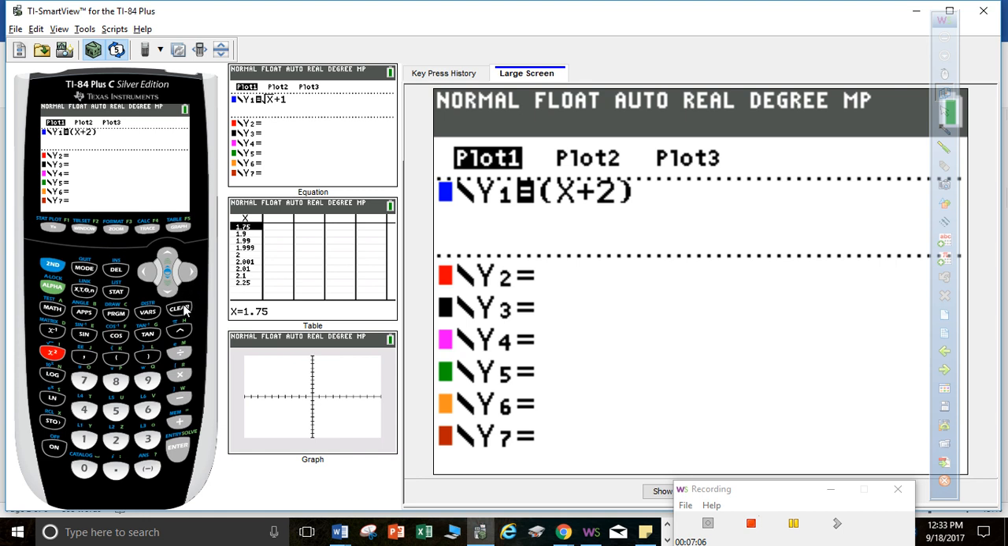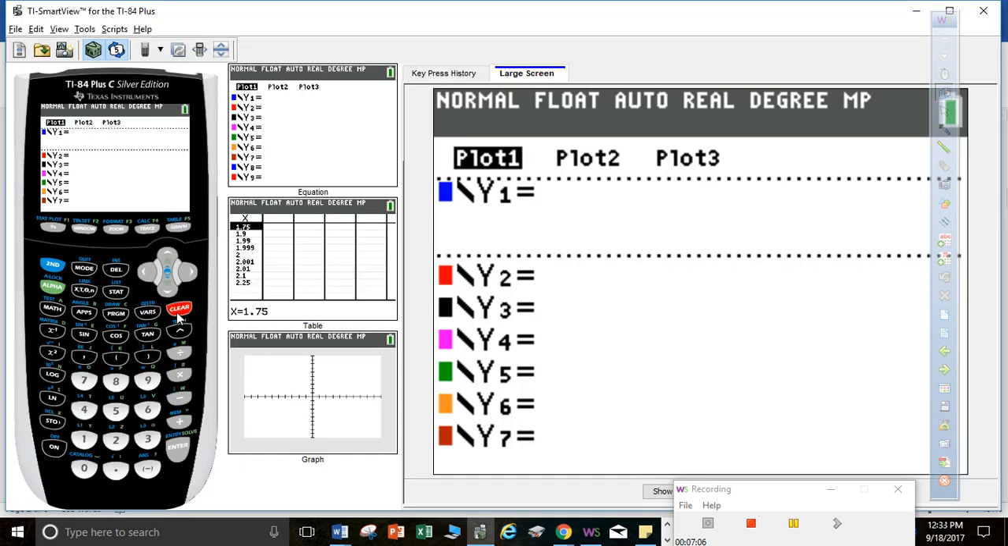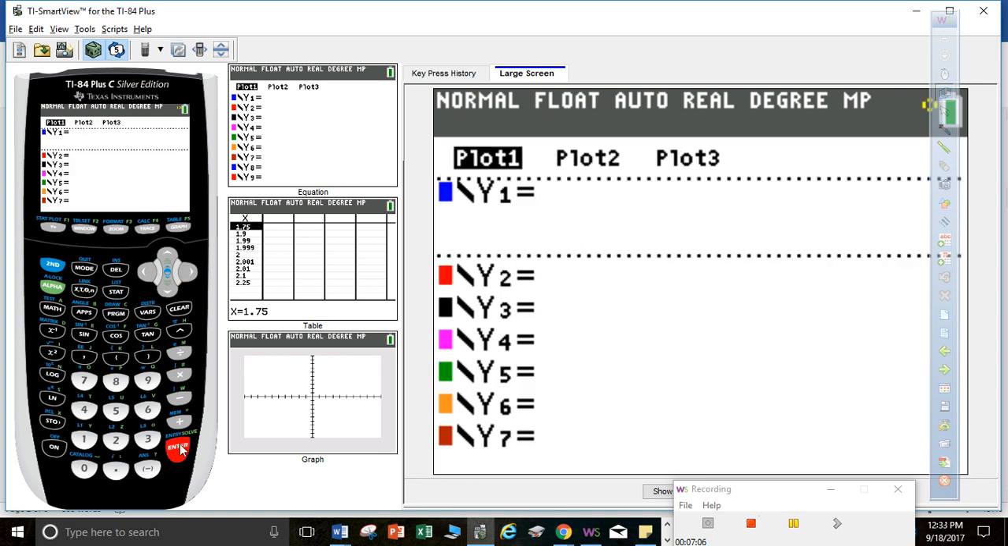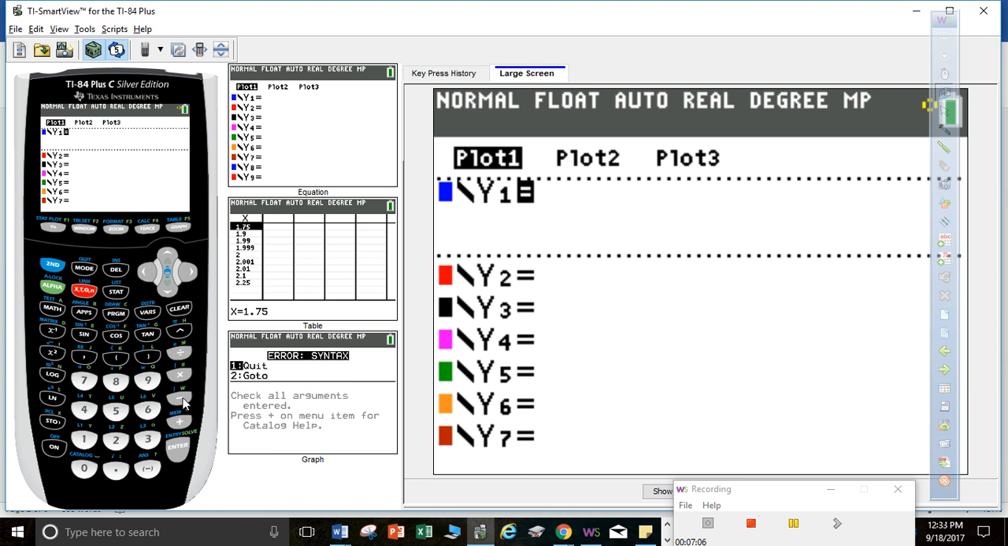All right, when you are ready for the next one, we're going to clear this out. So this time we're doing absolute value of x minus 3. Remember, to get to absolute value, you're going to press Math, go to the number menu, press enter for absolute value. Now this time inside of our absolute value is x minus 3. And you can arrow to the right to get outside of that. All right, when you've done that, press graph, see what your graph looks like, sketch it on your paper.